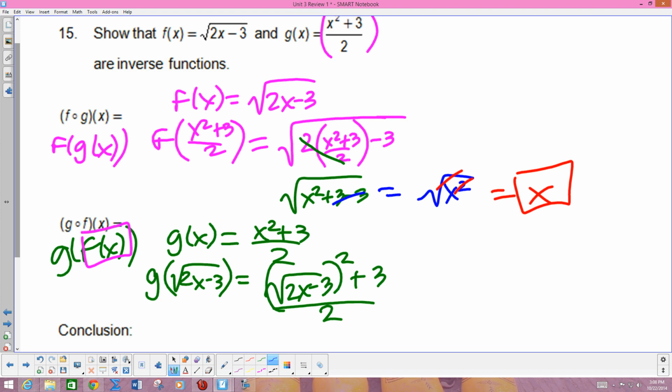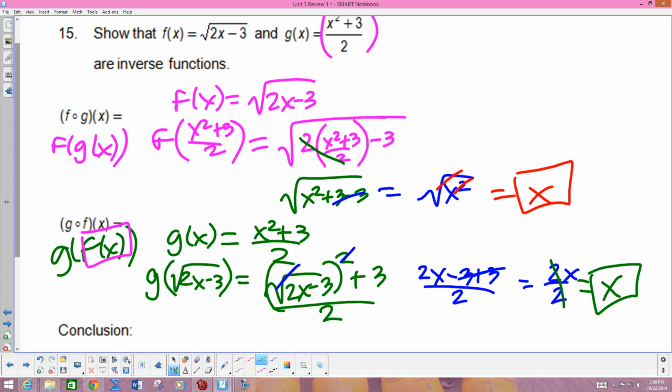So now what do you know? The square and the square root cancel out. They're inverse operations. So I have 2x minus 3 plus 3 divided by 2. Negative 3 plus 3 becomes 0. Whoops, and I forgot my 2 there, sorry. So I end up with 2x divided by 2. What happens now? The 2's cancel, and it leaves me with x.